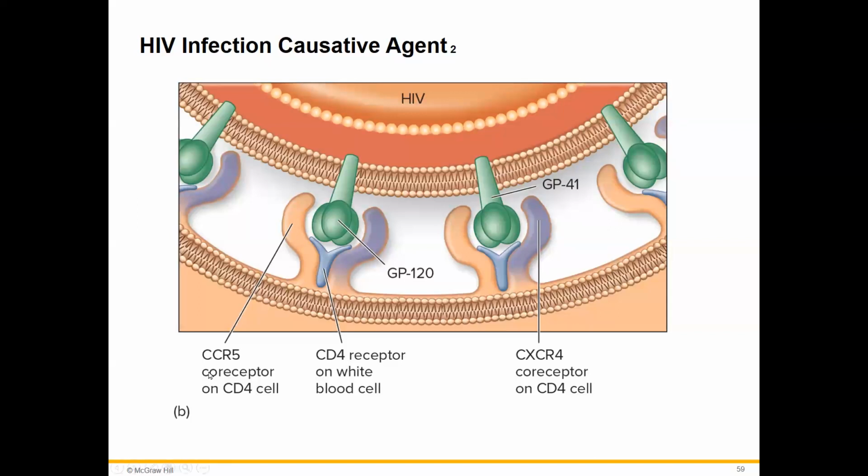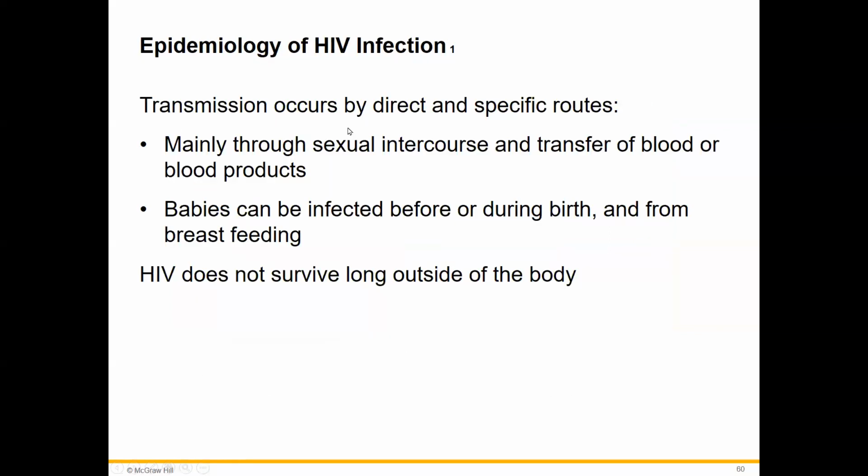So we see our CCR5 co-receptor on the CD4 cell, CD4 receptor on a white blood cell, and CXCR4 co-receptor on a CD4 cell. So they need these components for the virus to bind and then to infect the CD4 cell, T cell. Okay.